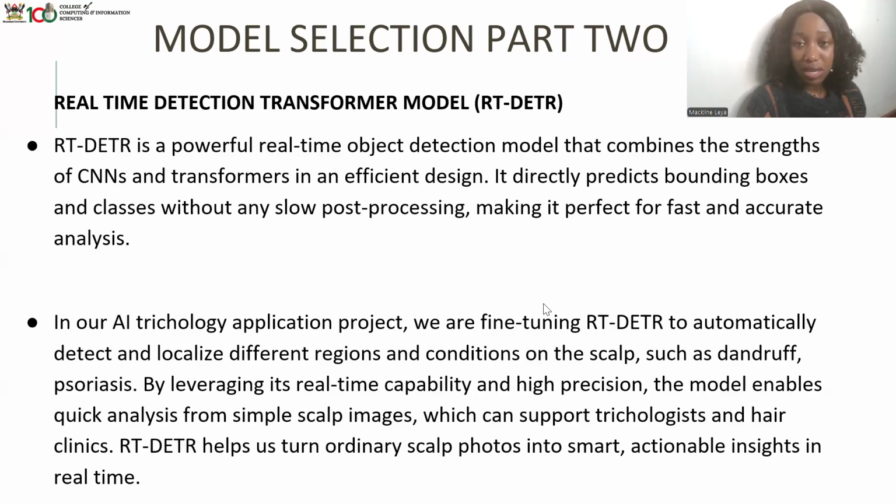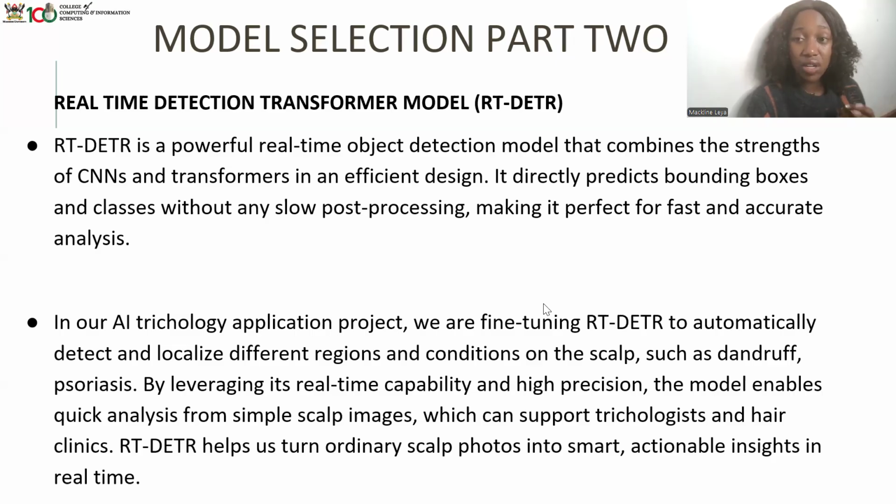Call it the RT-DETR. This one is a powerful real-time object detection model that combines the strengths of CNNs and transformers in an efficient design. We saw that there are some models which use specifically CNNs, that's the convolutional neural network, and there is a model that uses just a transformer. So now here comes a model that uses both, which gives it an advantage over other models. This one predicts bounding boxes and classes without any slow post-processing, making it perfect for fast and accurate analysis.